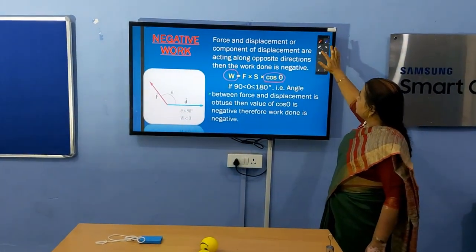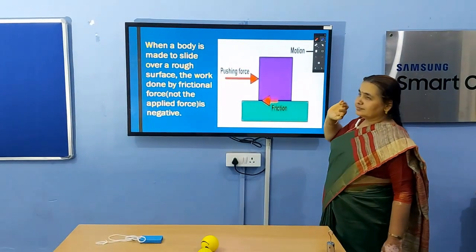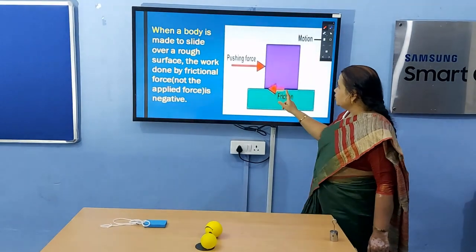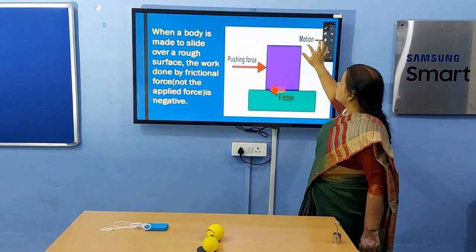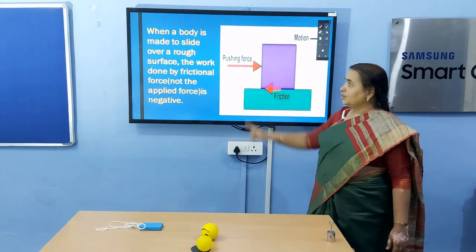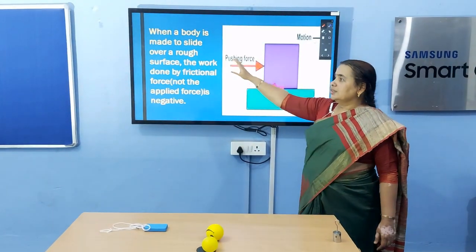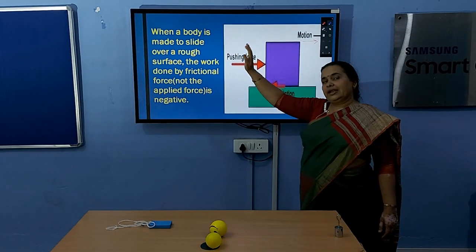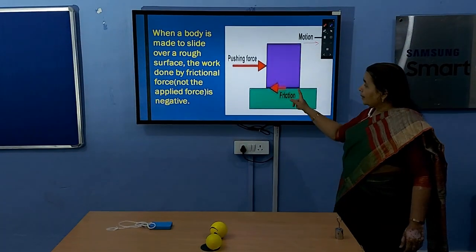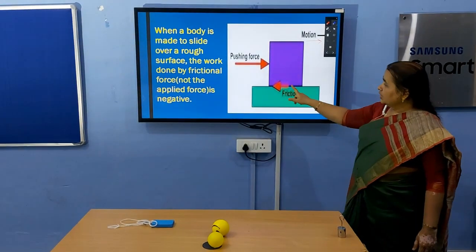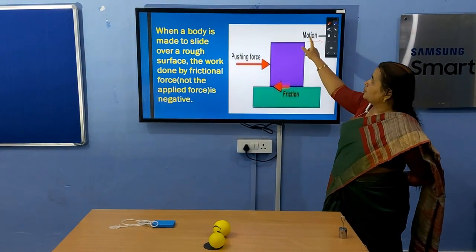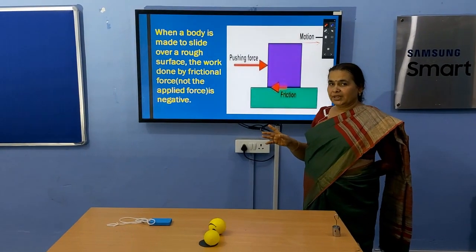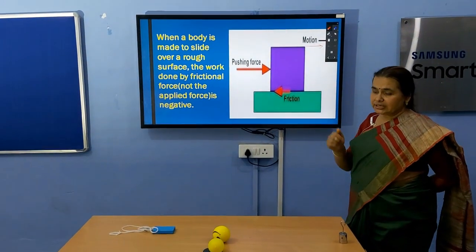Do you have any example of negative work? The best example is the force of friction. Force of friction always acts in the opposite direction to the direction of motion. You are pushing this box, fine. The work done by this pushing force is positive because motion and force are acting along the same direction. But what will happen to this frictional force? The work done by this force of friction is negative because motion is always opposite to the direction of friction. That's why work done by frictional force is negative.